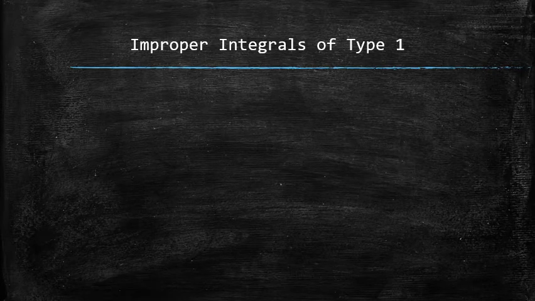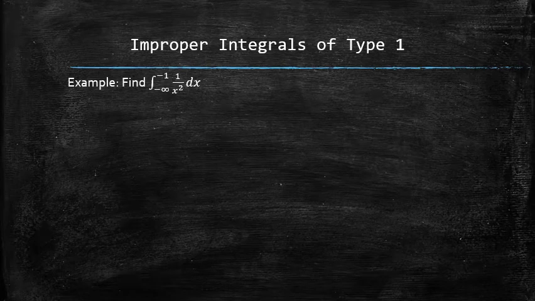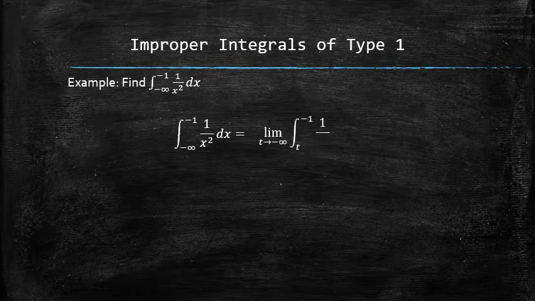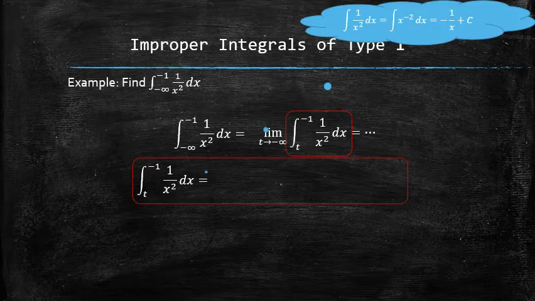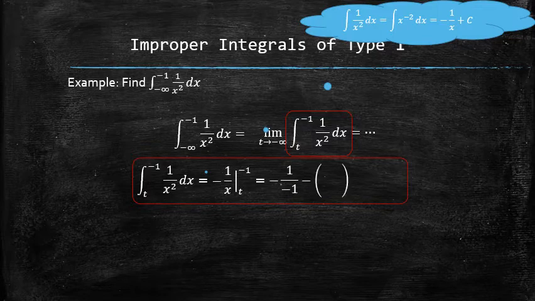Let's compute the following improper integral. We replace the negative infinity in the lower limit with t and set up a limit with t approaching negative infinity. Now that we don't have to worry about the infinity in the lower limit, we can focus on the integral itself. To find the definite integral, we use the basic integration rules to find the general antiderivative and then apply the fundamental theorem of calculus to find the integral in terms of the variable t.